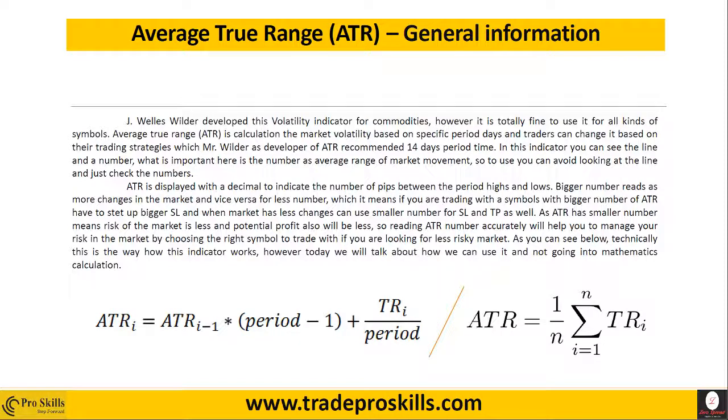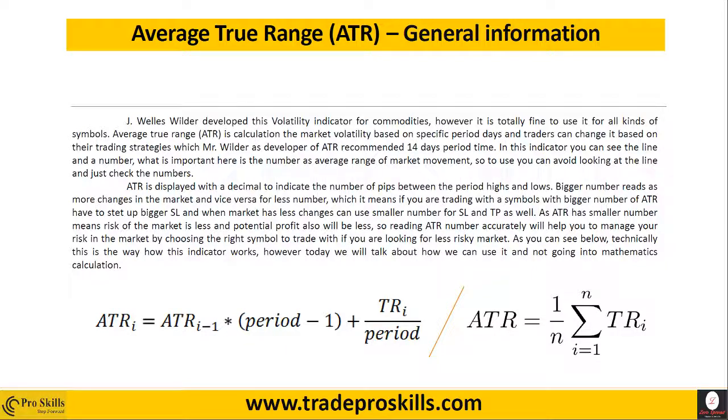And if you are trading with less change, I mean a smaller ATR number, you can use smaller numbers for the take profit and stop loss as well. As ATR has a smaller number, it means that the risk of the market is less, and the potential profits will also be less. So reading the ATR number accurately will help you to manage your risk in the markets by choosing the right symbol to trade with.